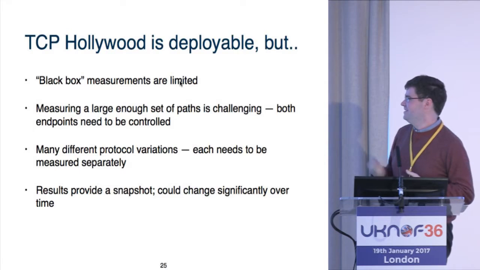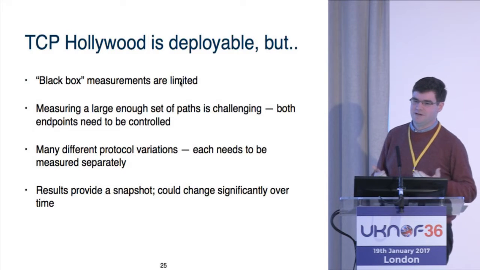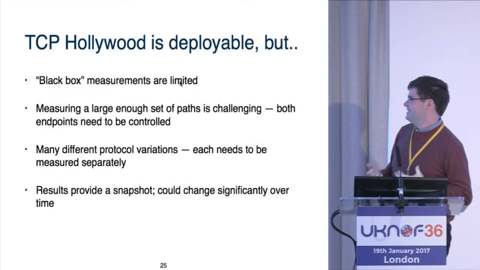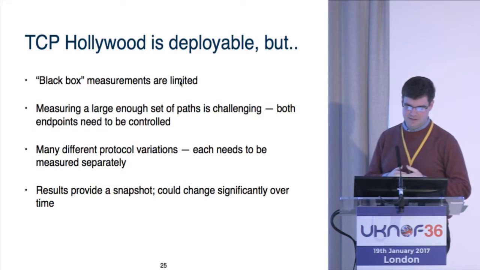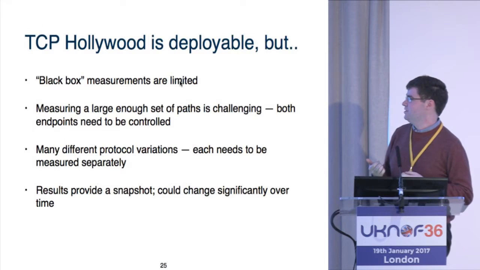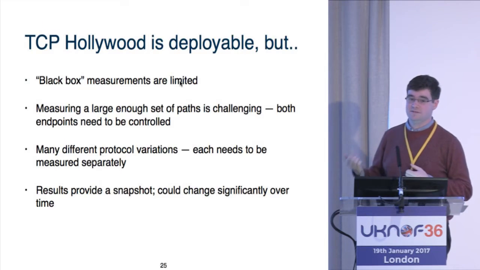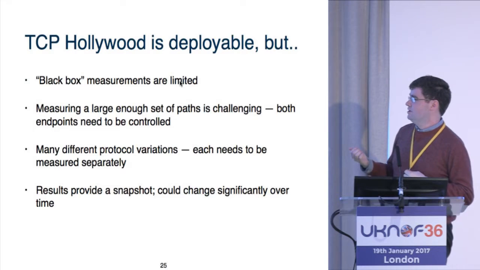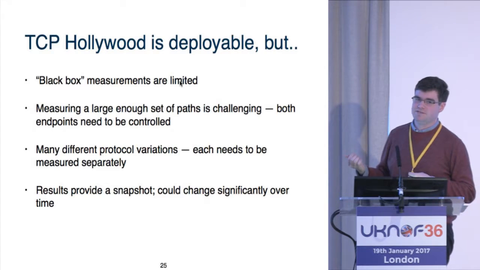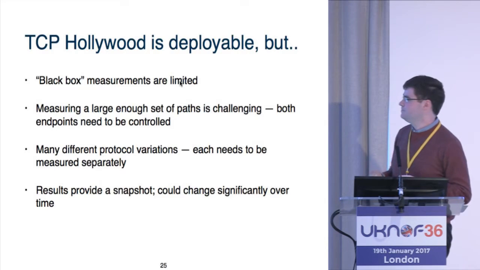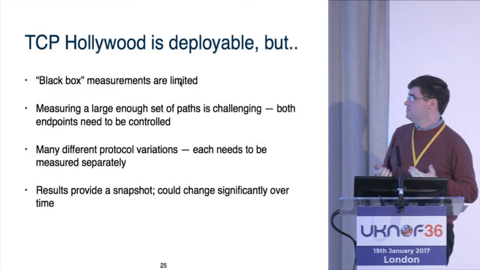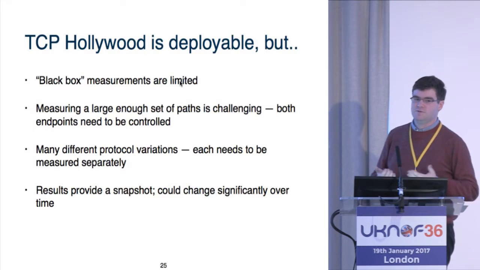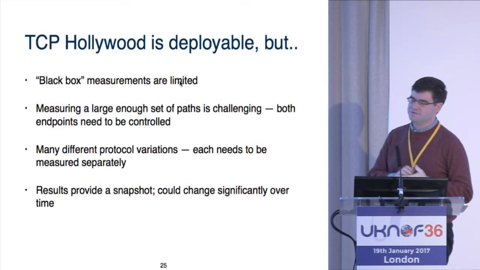From this data, then, we can say that TCP Hollywood is deployable. But then again, these measurements represented something like 14 paths through the network, and that's tiny. So what we take from that is that black box measurements are very limited. Measuring a larger set of paths is very challenging. And at least in this case, we needed to control both endpoints of the connection, the client and the server, and that's difficult to scale. Further, these results give us only a snapshot. These measurements were taken a couple of years ago, and the network will have changed perhaps significantly over that time.